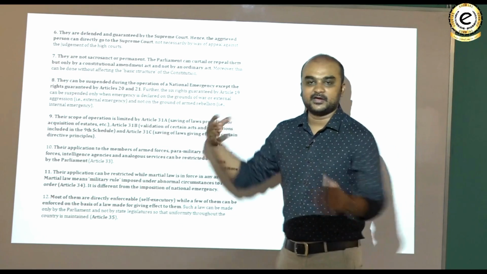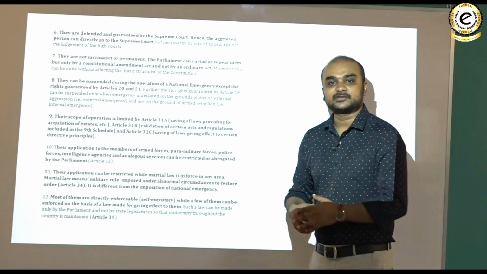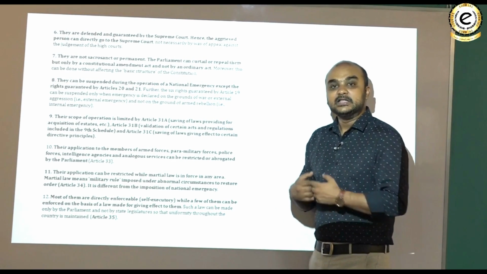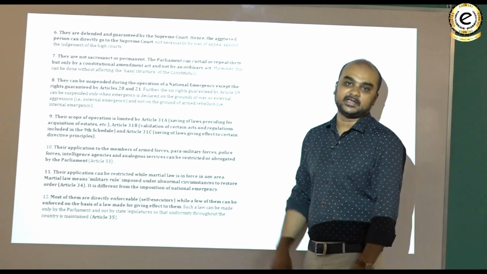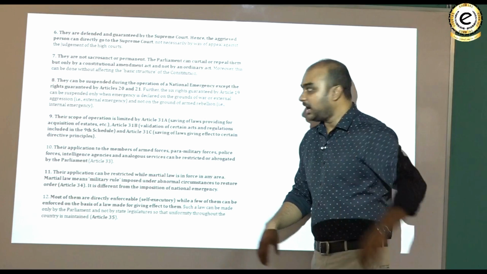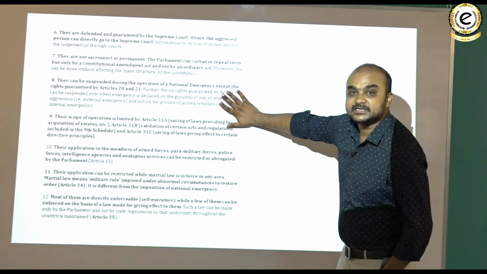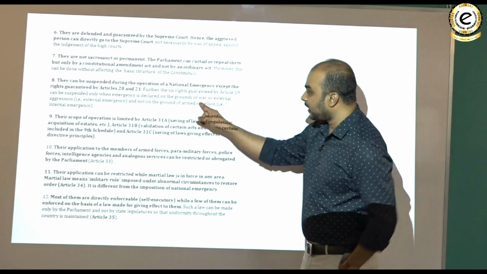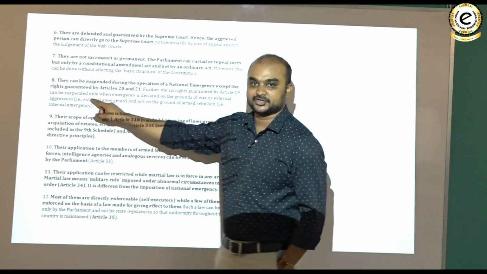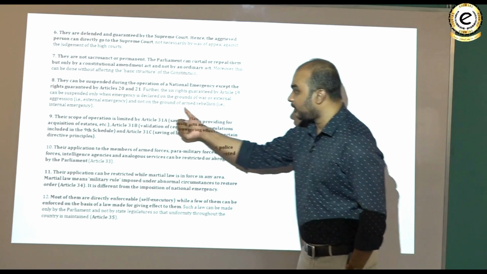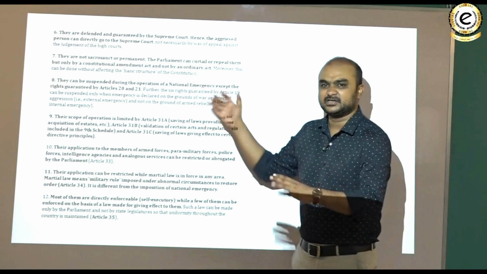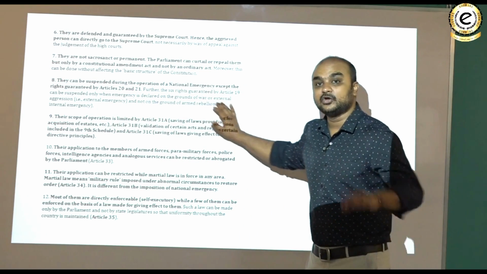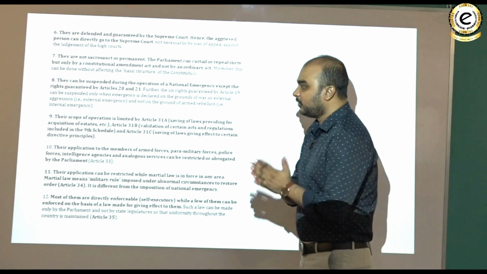It means arbitrary arrest and detention, ex post facto legislation, double jeopardy, self-incrimination, all of that, they cannot be suspended even during an emergency. Similarly, Article 19 gets automatically suspended during national emergency if it is proclaimed on the grounds of war or external aggression. However, if it is proclaimed on the ground of armed rebellion, which is sometimes referred to as internal emergency, as distinct from external emergency, Article 19 is not automatically suspended. So keep this also in mind.